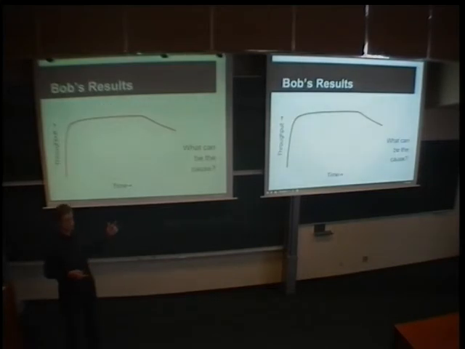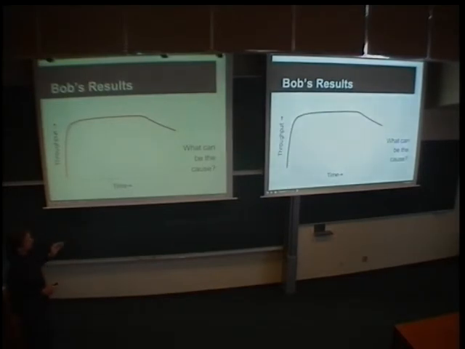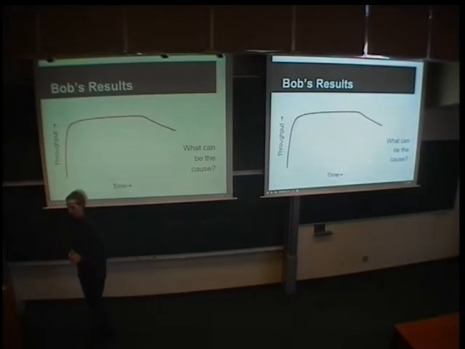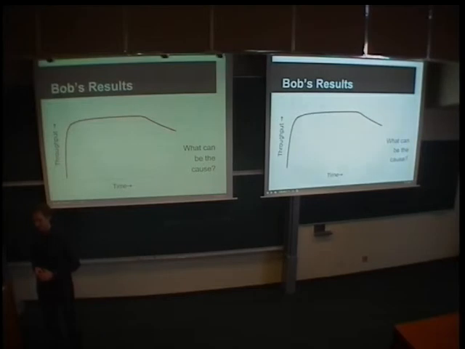Now, back to Bob's results. What was wrong here? Bob ran some performance test, and he measured the throughput in time. He started generating the load, and the test went fine, until some moment in time where the performance dropped down. So what can be the root cause of such a problem? Do you have any ideas? Any tips?